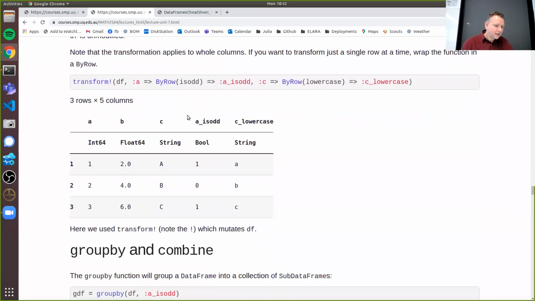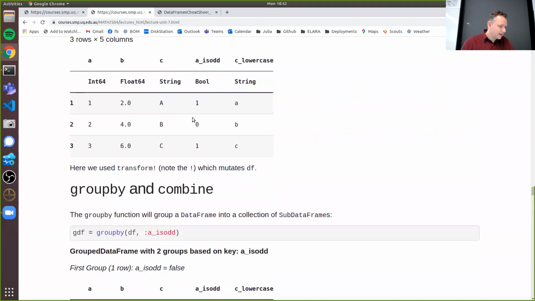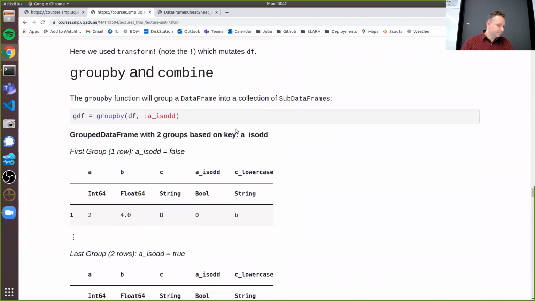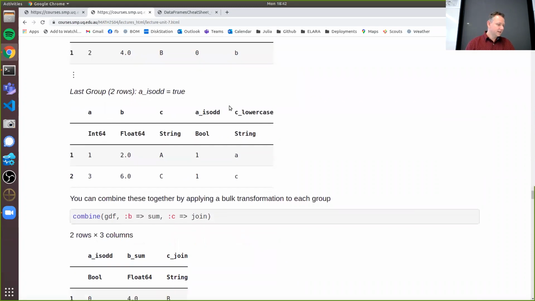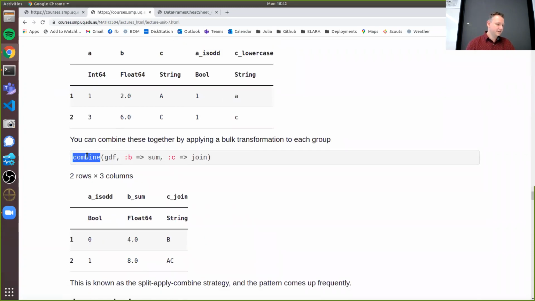Okay. I'm just going to run through quickly. The other really cool thing is group by. So this is going back to what we said before. You can group a data frame by a certain column, and then you can combine the result. You can take the sums of things. You can join strings together.